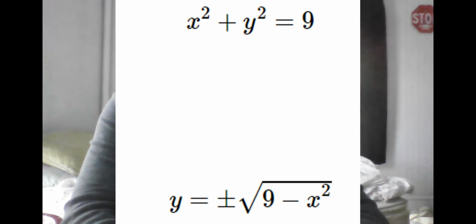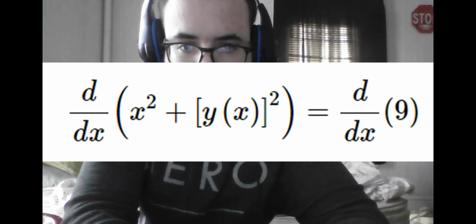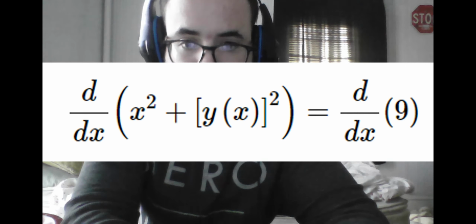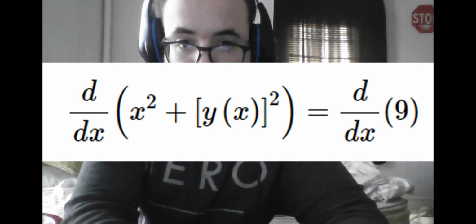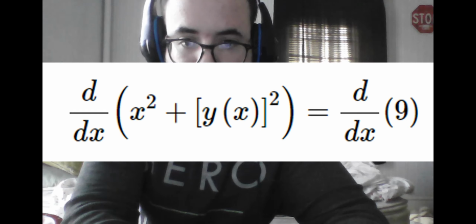So what we do instead is we differentiate both sides. The derivative of the first term on the left, x squared, is simply 2x. But the derivative of the second term, y of x squared, is more complicated. But if we use the chain rule and assume y of x is the inner function g, then this should logically mean the derivative is 2 times y times the derivative of y.